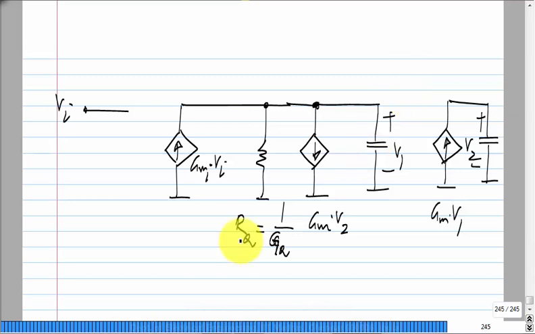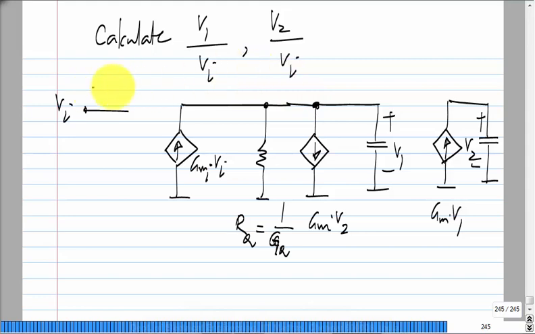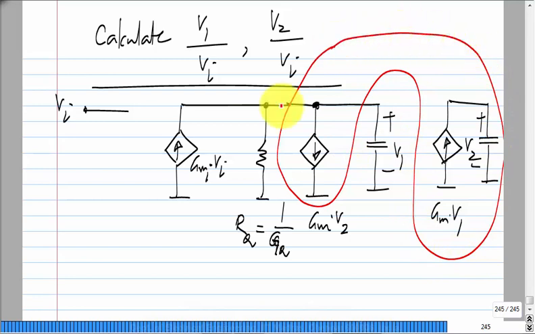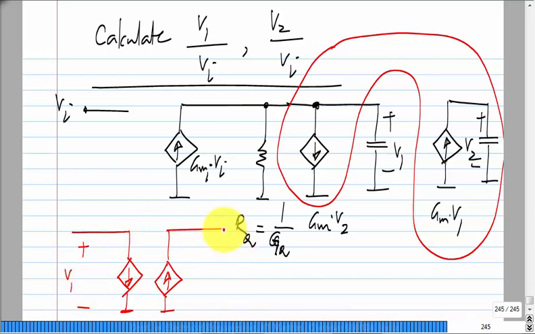Okay. So, please calculate V1 by VI and V2 by VI. You can do this before the next class. And also, if I look at the combination of these elements, I have all the C1 and C2.